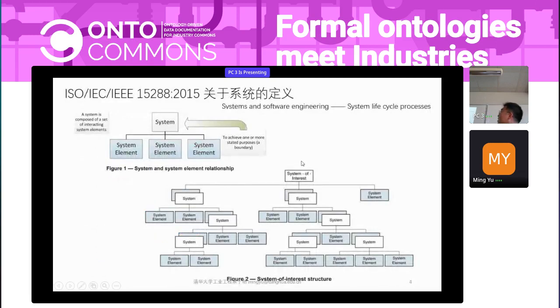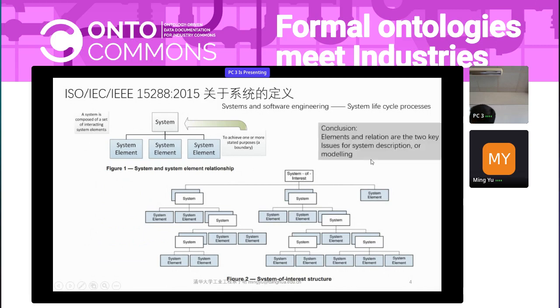This is the definition from the ISO standard. A system is composed of a set of interacting system elements. I will not repeat this definition, but the conclusion is that in a system, the elements and the relations are the two key issues for system description, or what we call modeling.